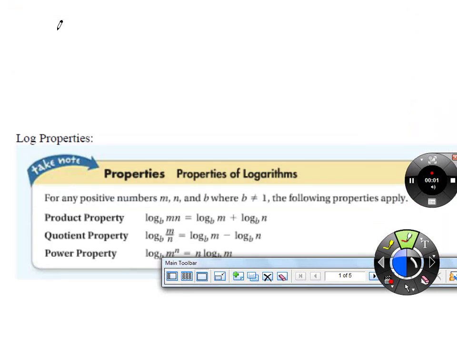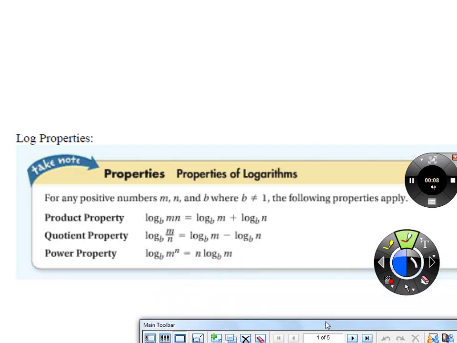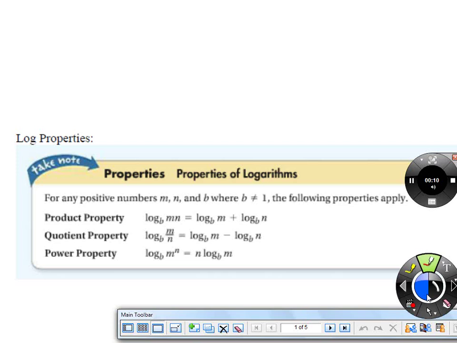Okay, in this lesson, we're going to look at the properties of logarithms. Just like there are exponent rules, there are logarithmic properties as well. So you see here there's a product property. Here was your product property for exponents. If you had the product of two different powers with the same base, you could combine them into one power with the same base if you added the exponents together.